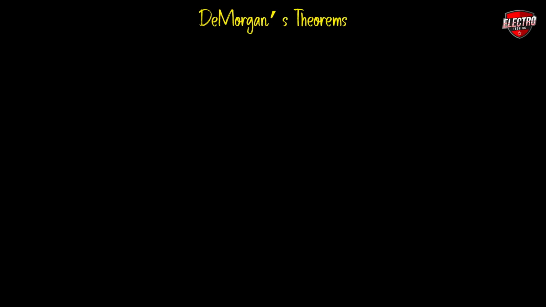Hello dear students. In the previous video we had discussed Boolean algebra and some of the important properties of Boolean algebra, which are used to solve or simplify Boolean expressions. Here is one more theorem, that is DeMorgan's theorem, which is also very helpful in the simplification of Boolean expressions. So let us start with DeMorgan's theorem.